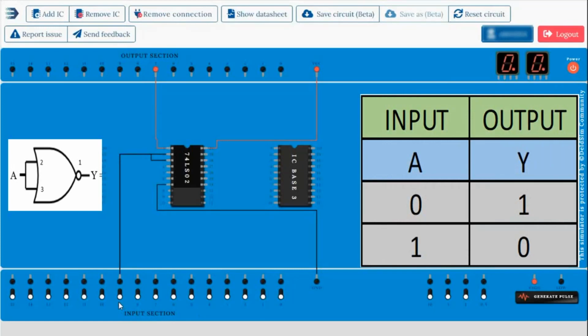In the first case, input is 0, output is 1. Now change the input to 1, output is 0. So the truth table of NOT gate is verified.